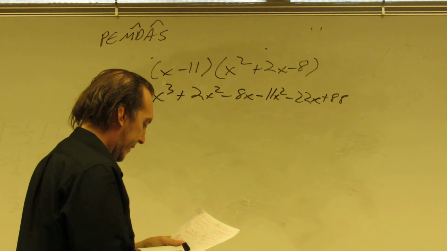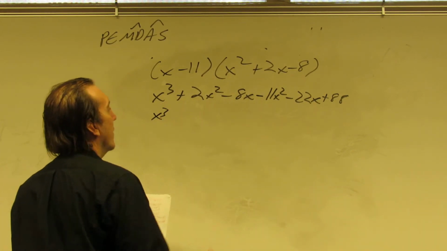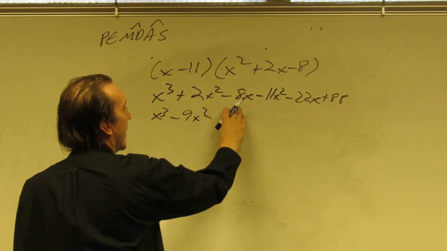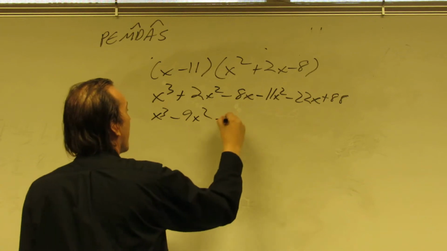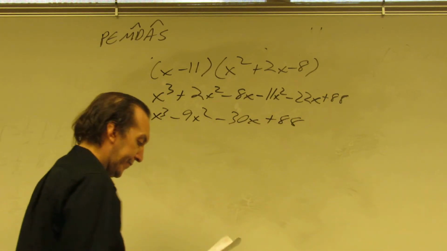Now we have to combine like terms. We have an x to the 3. 2x squared minus 11x squared is minus 9x squared. Negative 8x minus 22x is minus 30x, and then plus the 88.